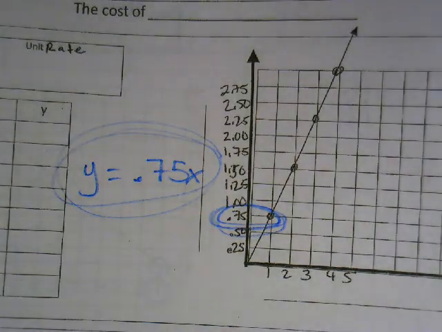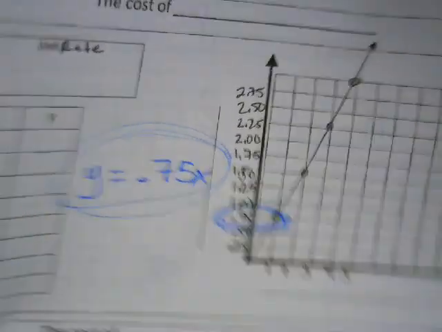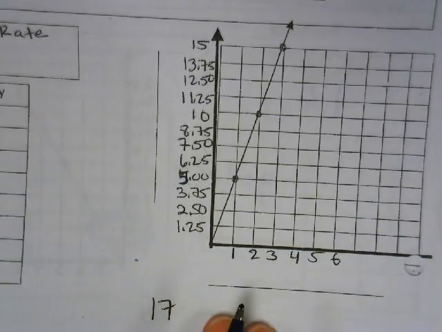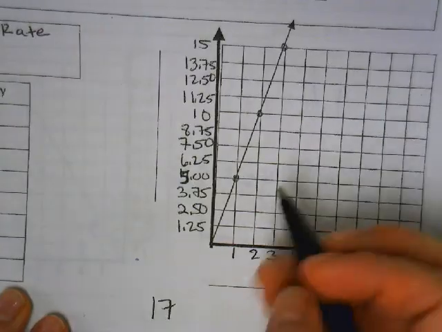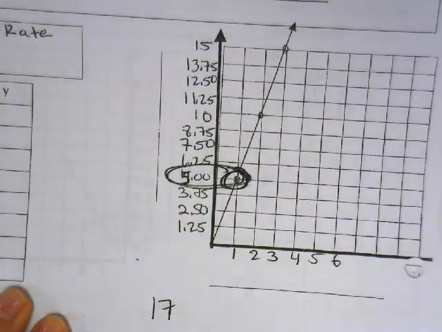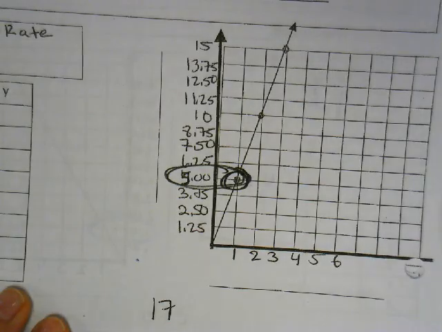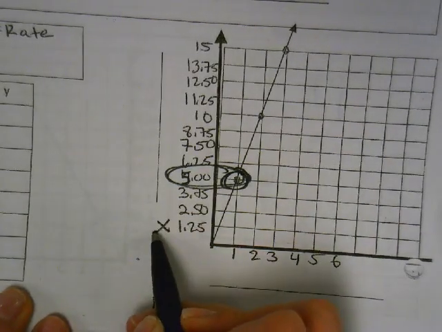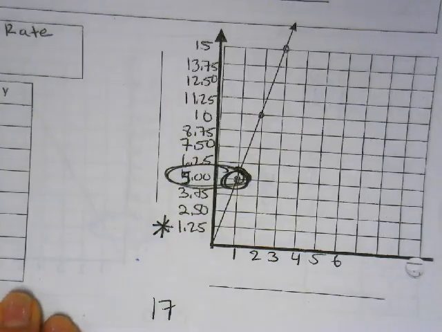All right, the last one. Did you guys finish the last one yesterday? Yeah? Okay. What would be the unit rate? 5. Yeah, so you look for the dot. Where is the dot? On 5. Not 1.25. That's for me to trick you.